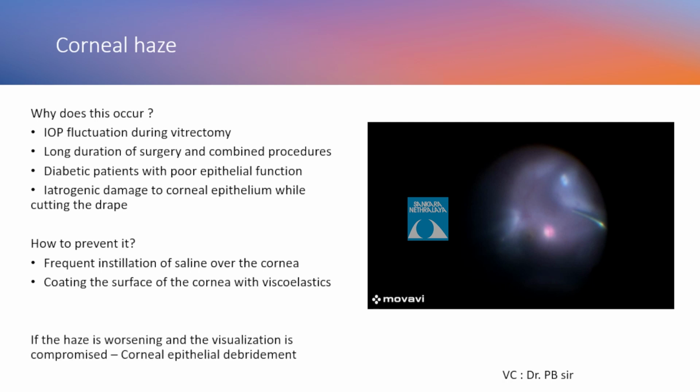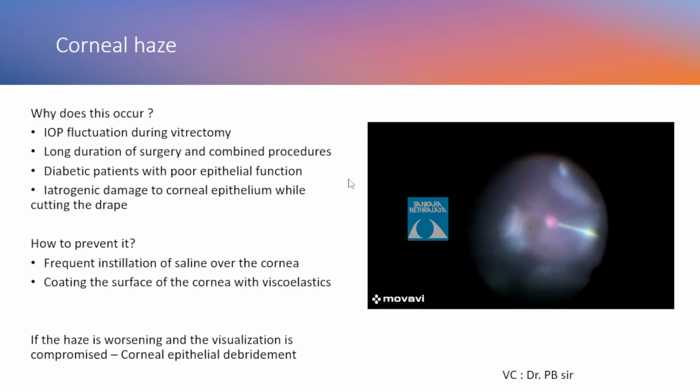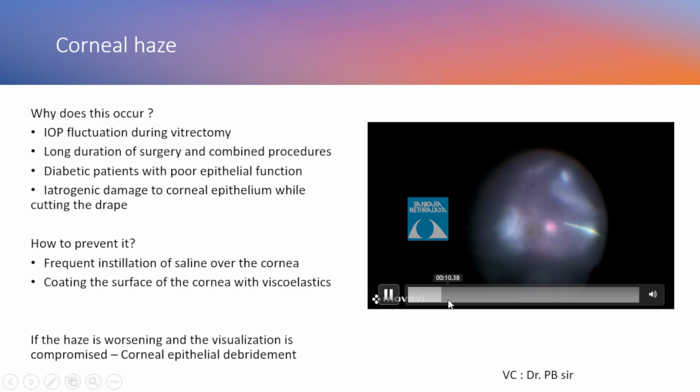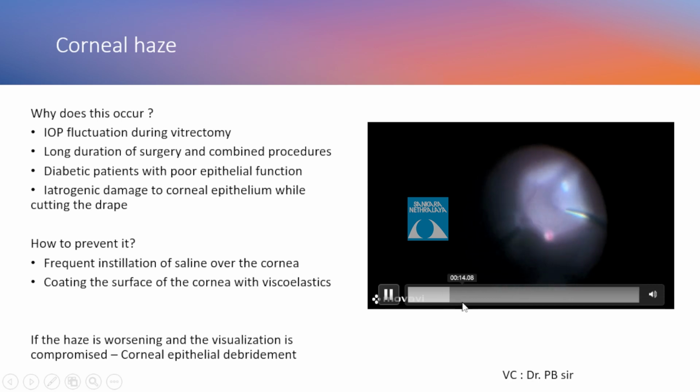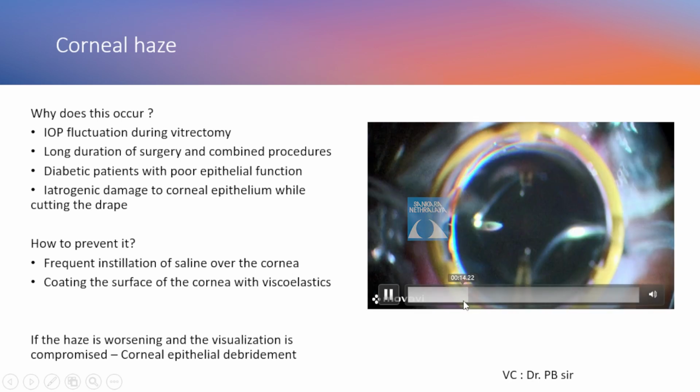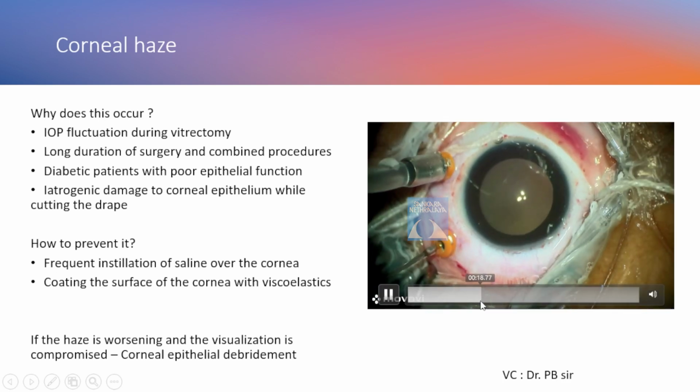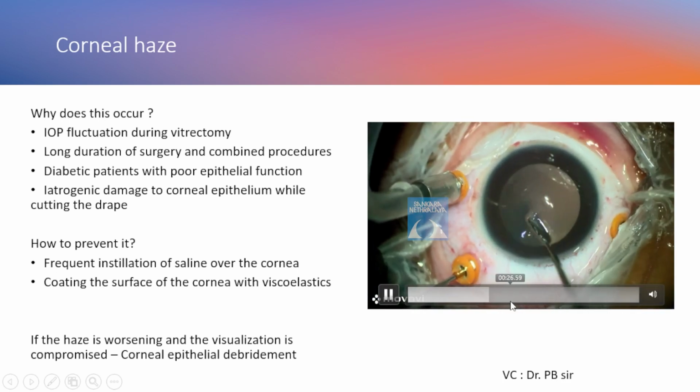But in spite of all this, if the haze is worsening and visualization is compromised, then you'll have to do a corneal epithelial debridement. So in this video, you can clearly see that it's an RD case and the details are compromised. You are not able to see anything clearly. At this stage, if you continue to do the surgery, you may end up with a complication. So we do an epithelial debridement.